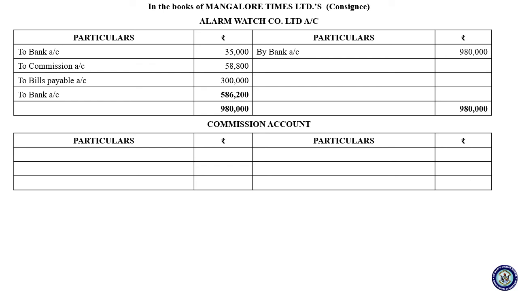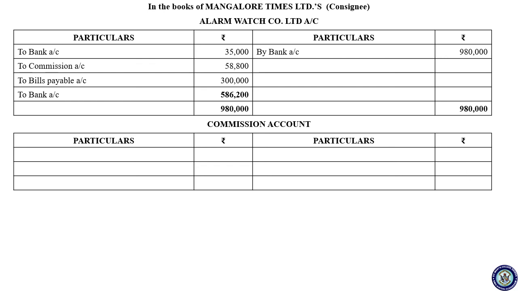Alarum Watch Company has to receive 9,80,000 as a sale value, right? So see, consignee Mangalore Times Limited has sold the goods for 9,80,000. Now who has to receive the money? It is actually the consignor who has to receive the money, right? So in the consignor's account we write by bank, because the actual cash should be received by the consignor. In consignee's account, we wrote it as to consignment, because it is a consignment process. He is not the real owner of that goods. So it is to consignment. But here the actual receipt and the payment takes place.